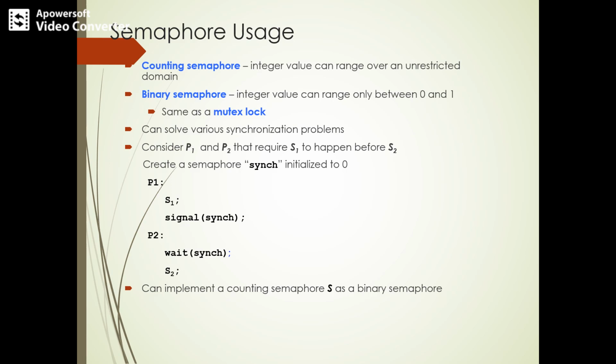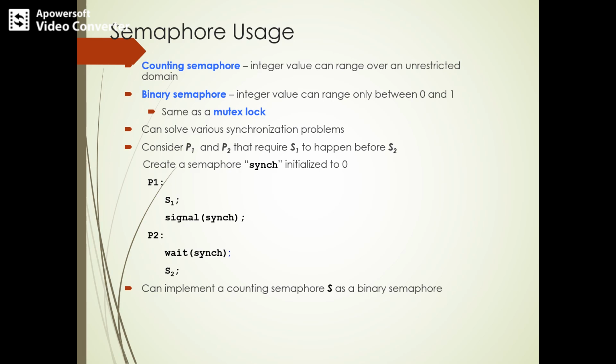There is another kind of semaphore called the weak semaphore and the strong semaphore. A weak semaphore is a semaphore which does not specify the order in which the processes are removed from the queue. Whereas in a strong semaphore, the process that has been blocked the longest is released from the queue first. So that is called a strong semaphore.